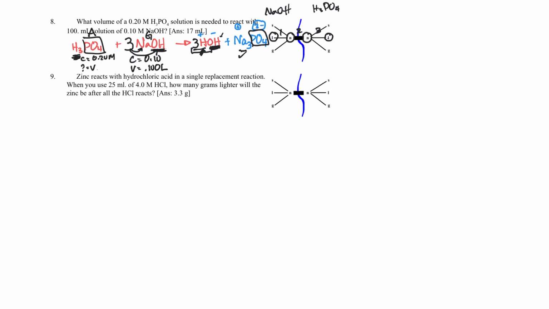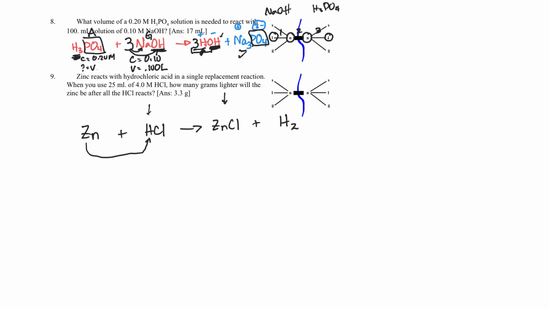Next one, zinc reacts with hydrochloric acid. So zinc by itself, it's not diatomic, it's just by itself, reacts with hydrochloric acid, so HCl. And it's a single replacement reaction. So zinc, which is a positive ion, is going to come in and knock hydrogen out of the game. So zinc will come in and knock this out and hook up with the chlorine. So this will be zinc and chlorine together, plus then the hydrogen goes off by itself. And we know that hydrogen by itself is always H2.